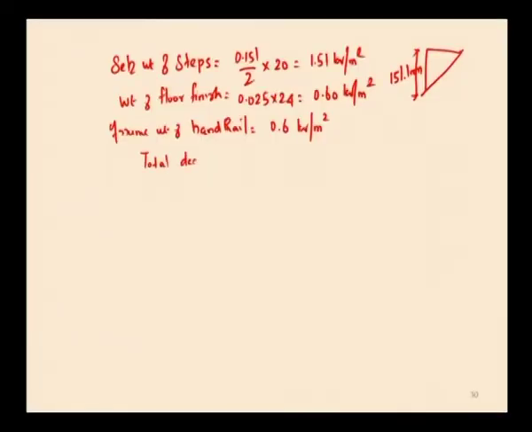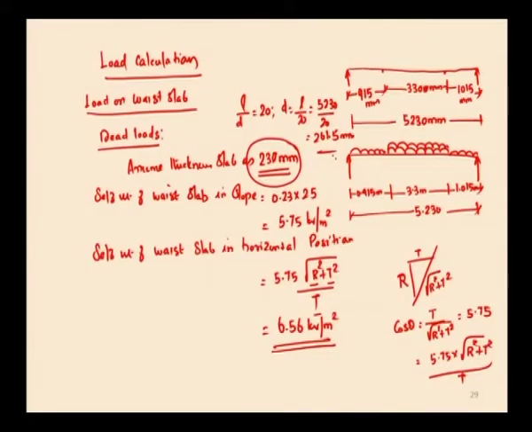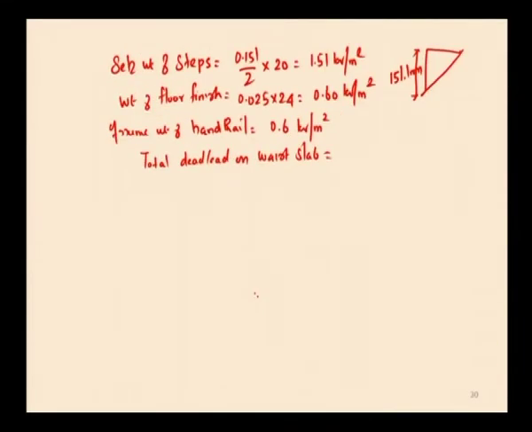These are all the dead load which is acting on the base slab, that is self weight of the base slab in horizontal. Above the base slab we are constructing steps, above the steps we are constructing the floor finishing. After floor finishing we are fixing the handrail. These are all the dead load which is acting on the base slab. So, total dead load on base slab is equal to 6.56 plus 1.51 plus 0.6 plus 0.6, that is equal to 9.27 kilonewton per meter square.